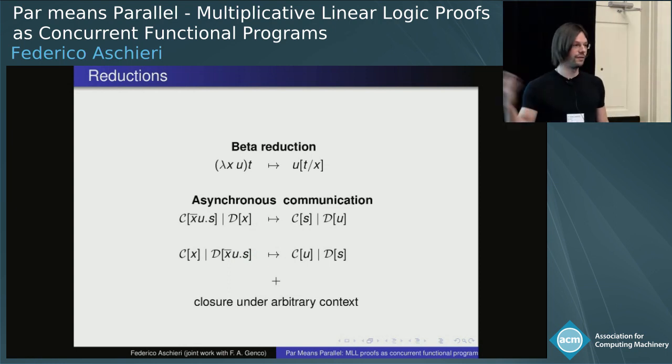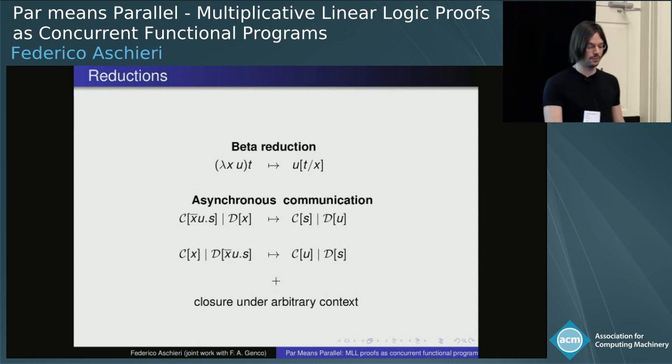So, first you have the beta reduction. So the application of a function to an argument, lambda x u applied to t, can be rewritten as u with t replacing x. And then you have asynchronous communication. And you can see C and D are two contexts. And if you find the term x u in one context, then you can transmit immediately the message u along the channel x, as you can see. And vice versa, if the term is on the right of the parallel process.